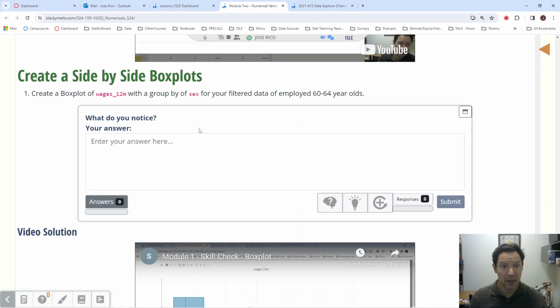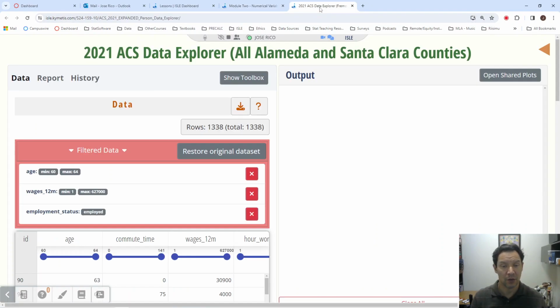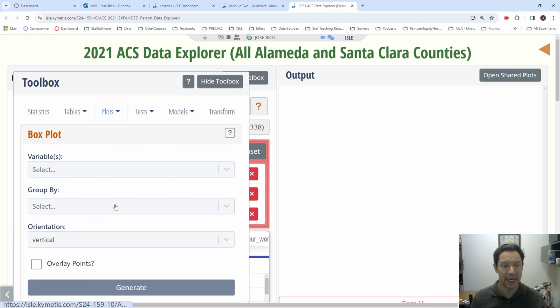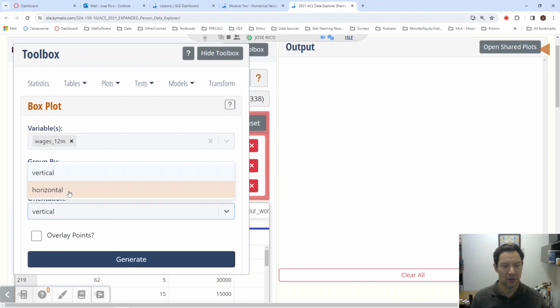All right, we're going to go now on creating side-by-side box plots. So I've already done my filters, 60 to 64, making more than $1, and employed. And now I'm going to go to box plots. So plots, box plot, variable, wages, group by, sex, and horizontal orientation. Overlay points or not is your choice.